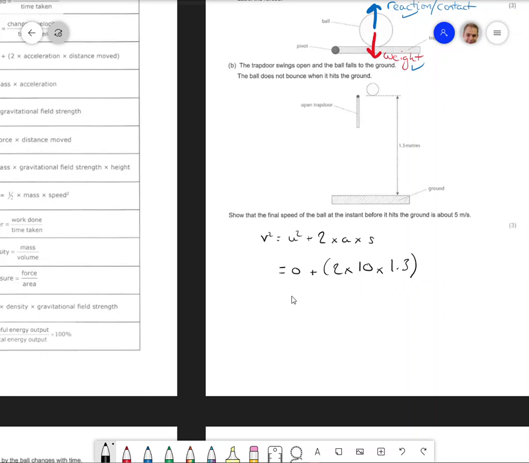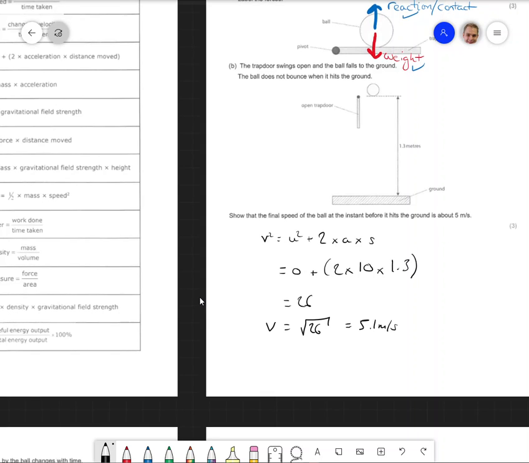So that equals 26. And so v is equal to the square root of 26, which comes out as about 5.1 meters per second. What are the marks for? There isn't a mark for selecting this equation. There is a mark for substituting in, so putting these numbers in. Then a mark for the rearrangement, realizing you've got to do the square root, and then a mark for the answer.